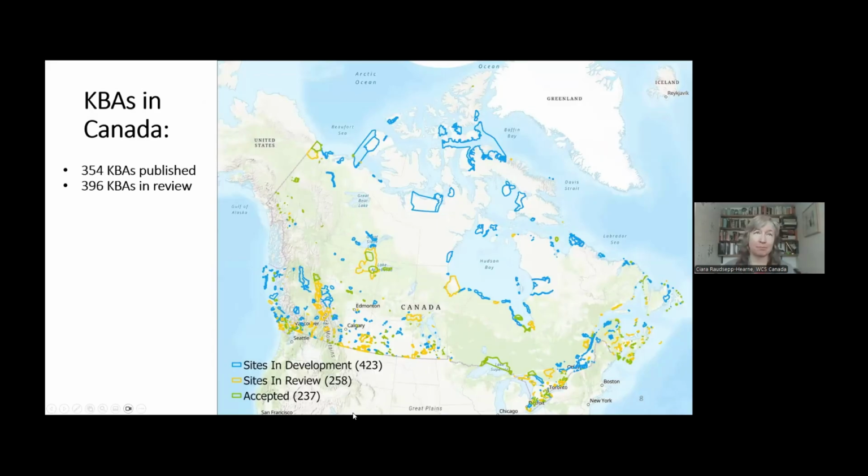So here we are at this point. We have about 354 Key Biodiversity Areas that are published in Canada, and another 400 that are in review. You'll see that they span the entire country. There's some blank spots that will be filled up with criterion C Key Biodiversity Areas for high ecological integrity. That work is progressing steadily, but slowly, because that's where many First Nations live. And so it's an opportunity to work with them to define what are the most important aspects of ecological integrity.